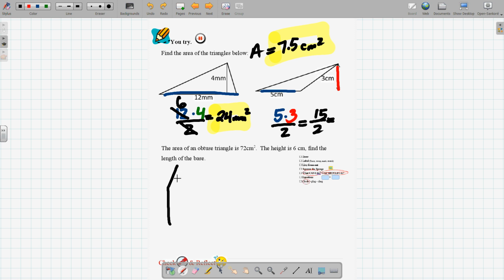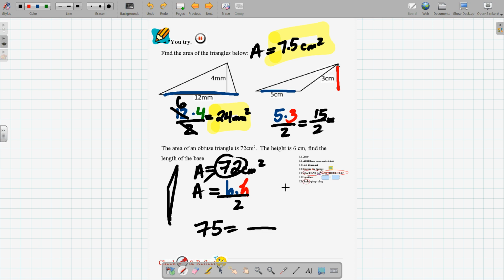So here we have an obtuse triangle, and its area is 72 centimeters squared, and area equals base times height over 2. You circle, plug, chug.